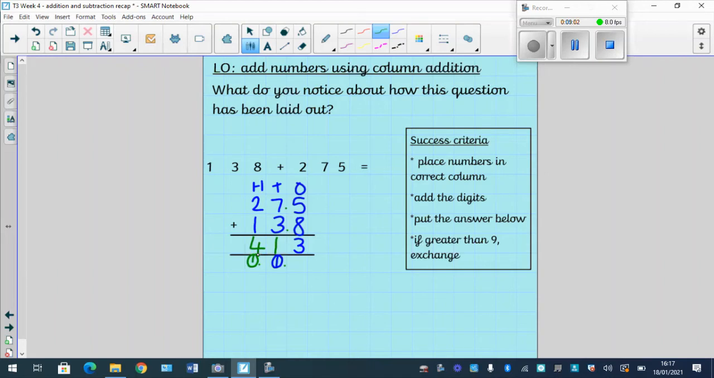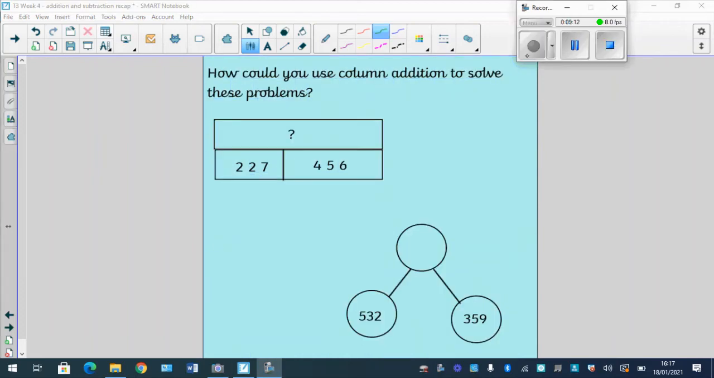What I'd like you to do, children, replay the video if you need to, recap column addition, and then bounce on to the next questions, okay? How did you get on, boys and girls? Could you manage to solve those questions using column addition? Brilliant stuff if you did. If you need to recap, go back and replay the video from the start.